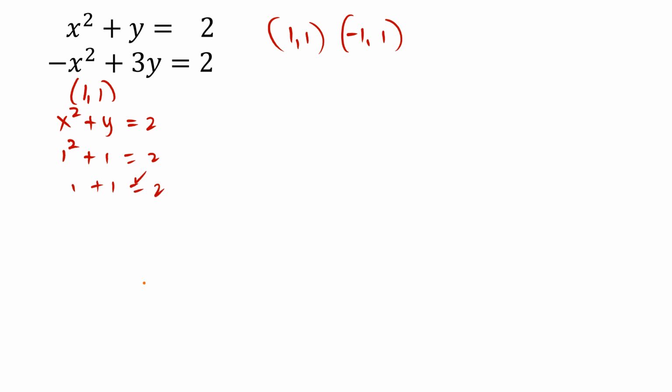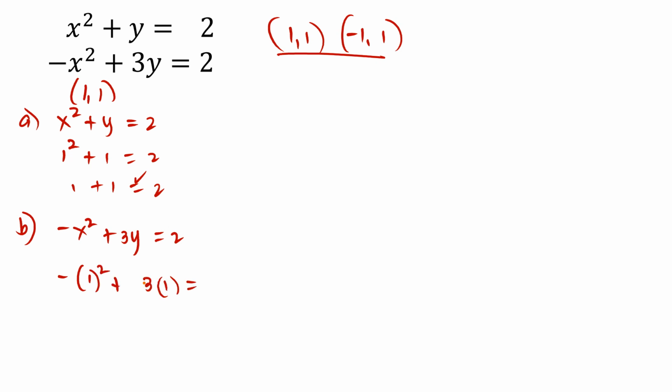So far, the 1, 1 as one of our solution sets satisfies the first equation. Let us now check the second equation, negative x squared plus 3y is equal to 2. If 1, 1 still satisfies, so negative 1 squared plus 3 times 1, is it equal to 2? So negative, that is already a 1, plus 3, so negative 1 plus 3 is equal to 2. Now we will not conclude that the two sets are solutions to the system, not unless the two sets of solutions satisfy both equations.